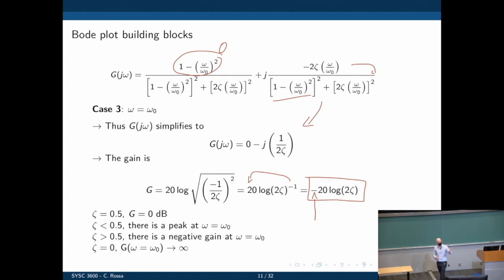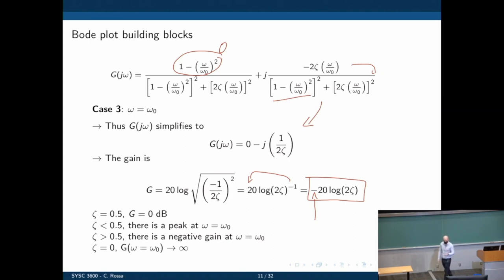Remember the negative 3 decibels we saw for the real poles and real zeros at the cutoff frequency? Well, here is something similar, except that it's not fixed. When you have a real pole or a real zero, at the cutoff frequency we always have either plus or minus 3 dB. Here, it depends on the damping ratio. If the damping ratio is 0.5, that again is 0. If it is greater than 0.5, it goes down. If it is smaller than 0.5, it goes up. It's positive. And when zeta is 0, then that tends to infinity. It would be physically impossible, but it is mathematically possible.